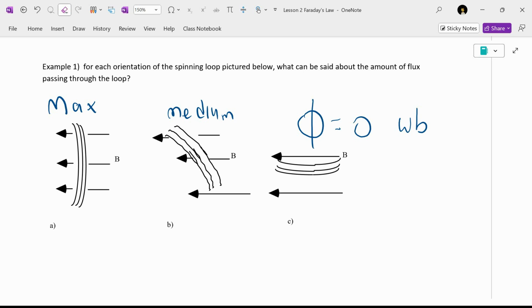Again, you have maximum flux getting smaller, getting smaller, zero, and then getting bigger, but in the opposite direction. This again is why you get an alternating current: getting bigger, zero, negative, bigger, zero, negative. That again is why you get that current. It's a sine wave or a cosine wave, depending on how you want to draw it.